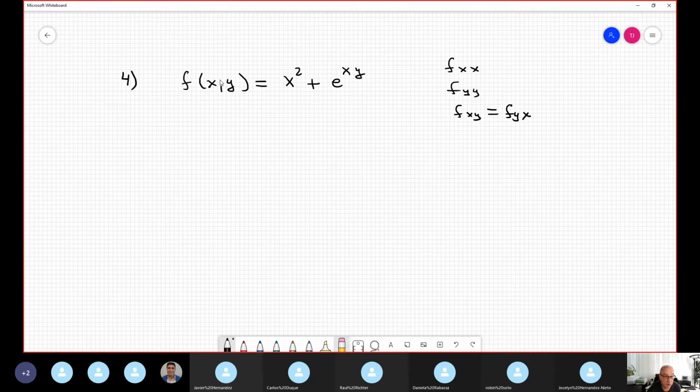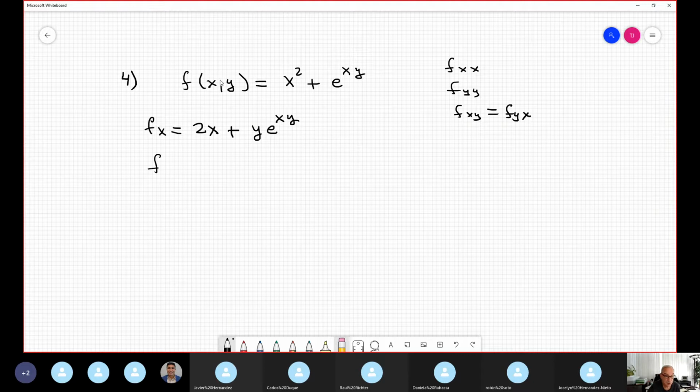You find the first derivative with respect to x. In this case, the derivative of this with respect to x is 2x plus something. And the derivative of the exponential with respect to x: you know that the derivative of the exponential is the same exponential, and the derivative of the argument, which is xy, with respect to x is just y. So the answer is y e to the xy. This is the first derivative.